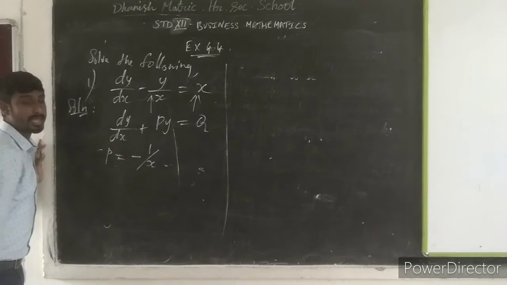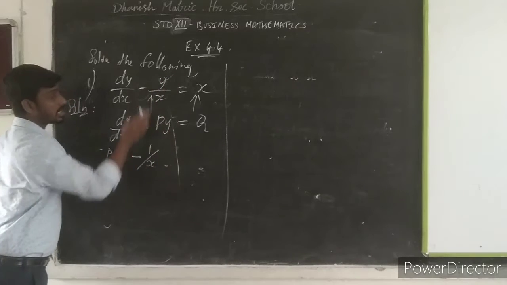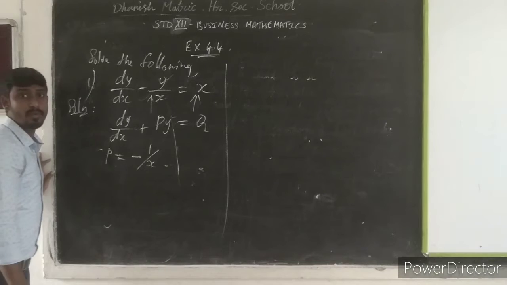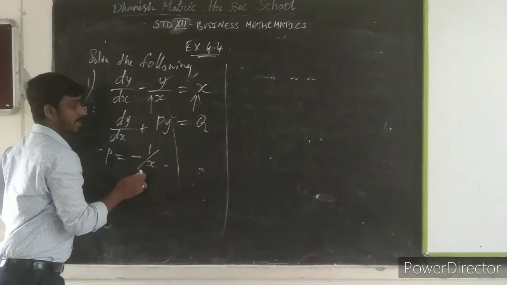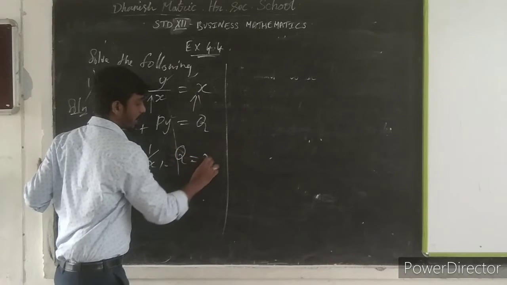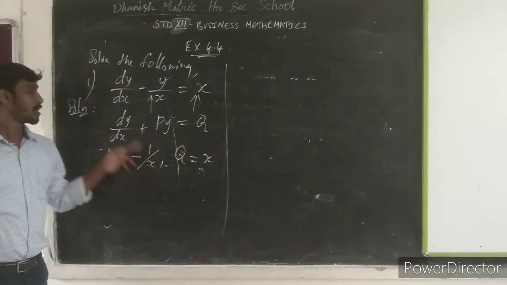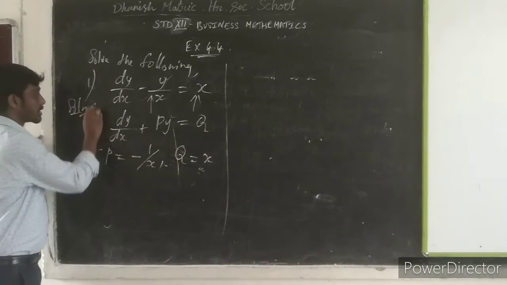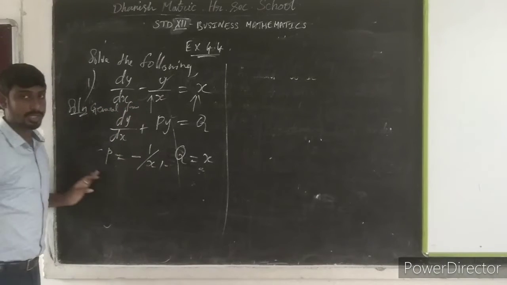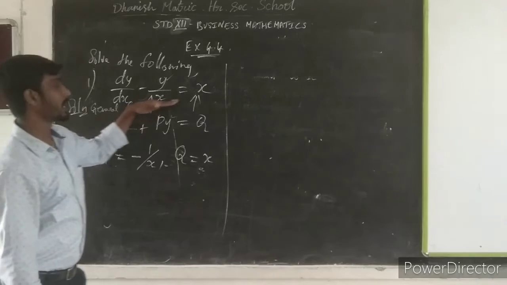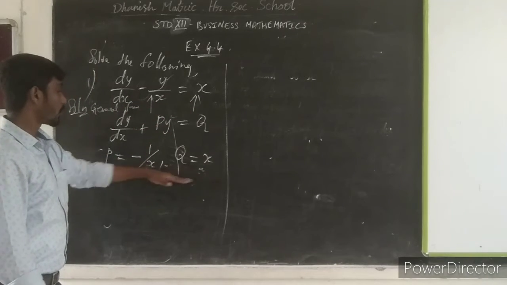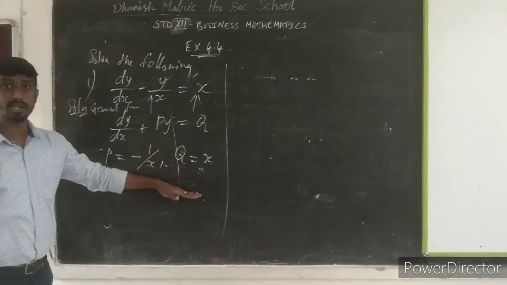The p value will be minus because y is neglected. The remaining value is the coefficient of y. We are taking the coefficient of y, that is minus 1 by x, and q equal to x. First we have to write the general form here, then combine it into the equation, taking the coefficient of y and the x value, so we are finding the p and q values.